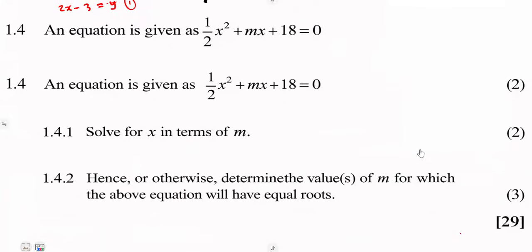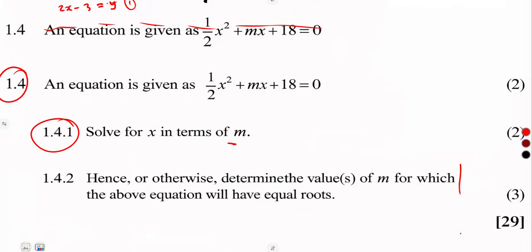1.4, there was an equation. An equation is given by this, all right? So you see these things of editing, guys. This one was just a repetition here. An equation is given as 1.41: solve for x in terms of m.